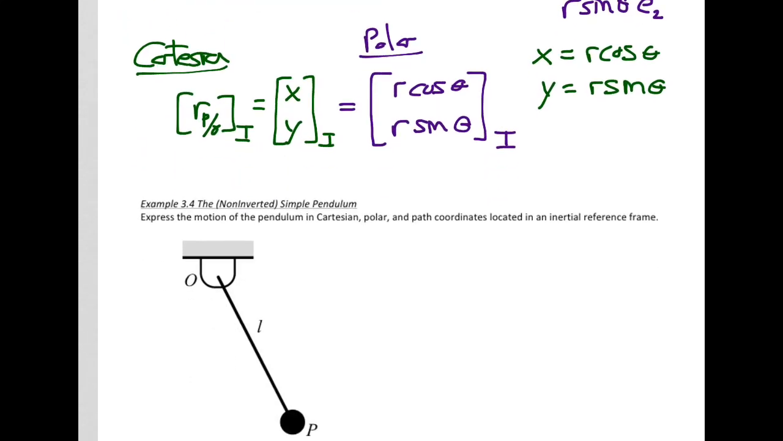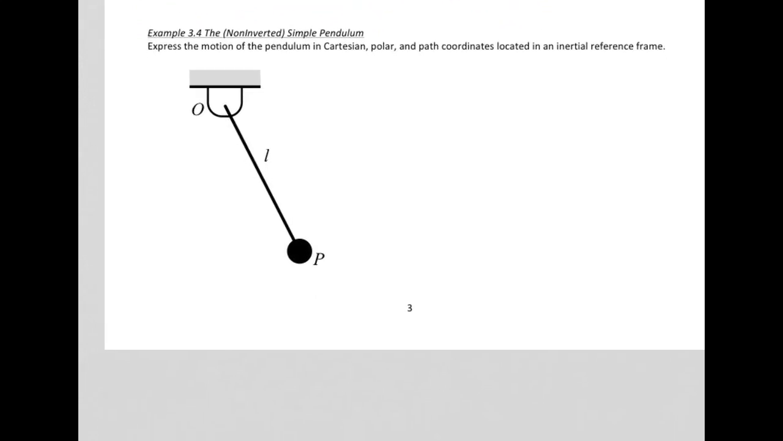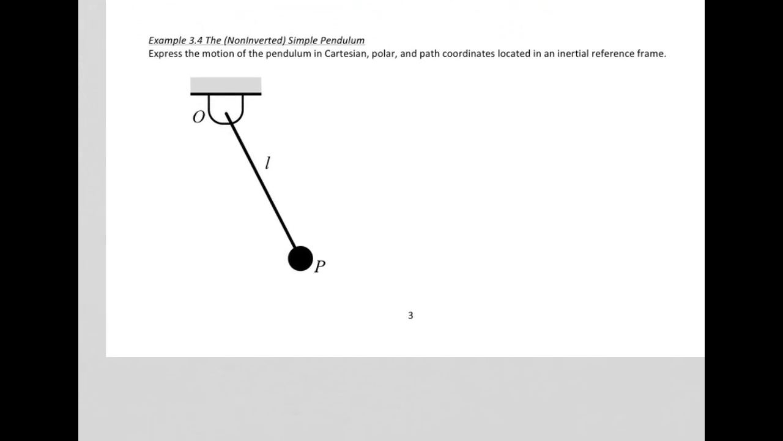Alright, let's apply this to a simple pendulum. So this is going to be a non-inverted simple pendulum. In the last lesson, we had looked at an inverted simple pendulum, and also an earlier example in this lesson had that as well. So we want to express the motion of the pendulum in three coordinate systems: the Cartesian coordinate system, polar coordinate system, and path coordinate system, located in an inertial reference frame.